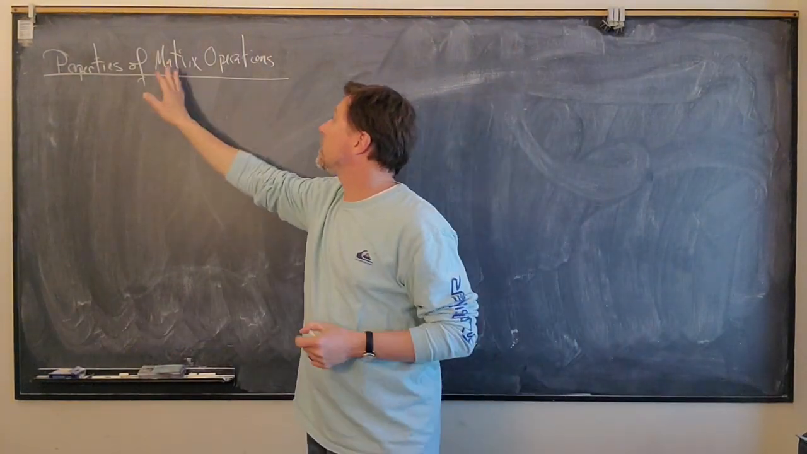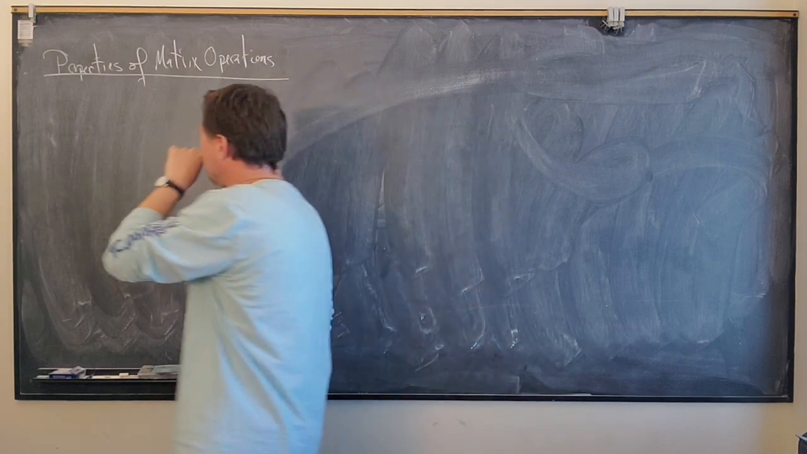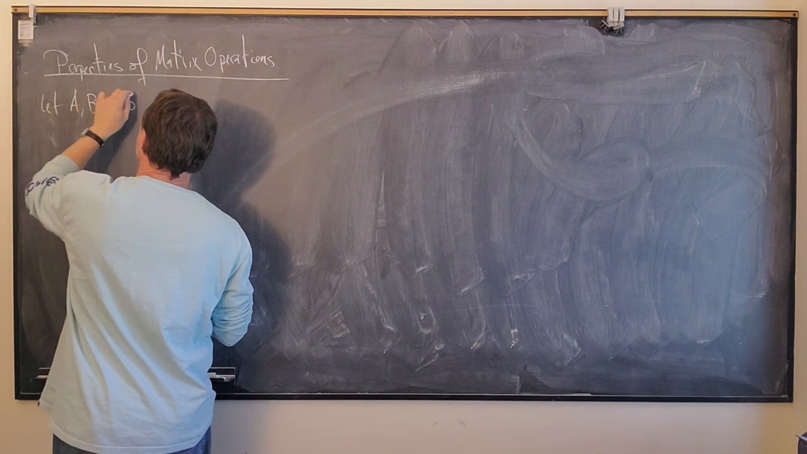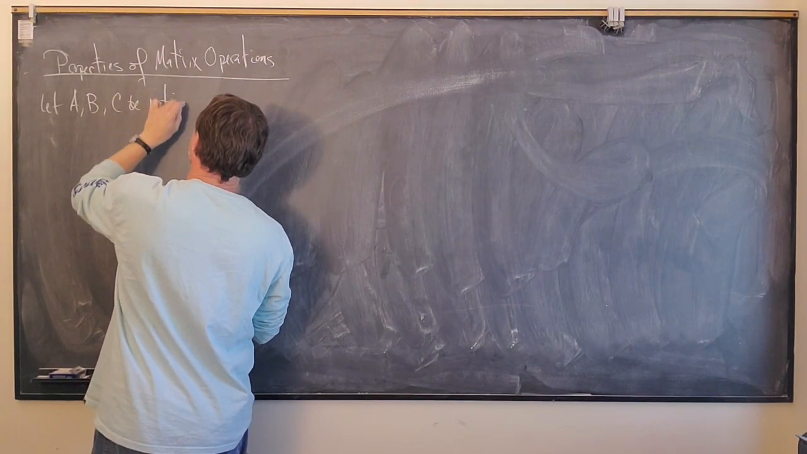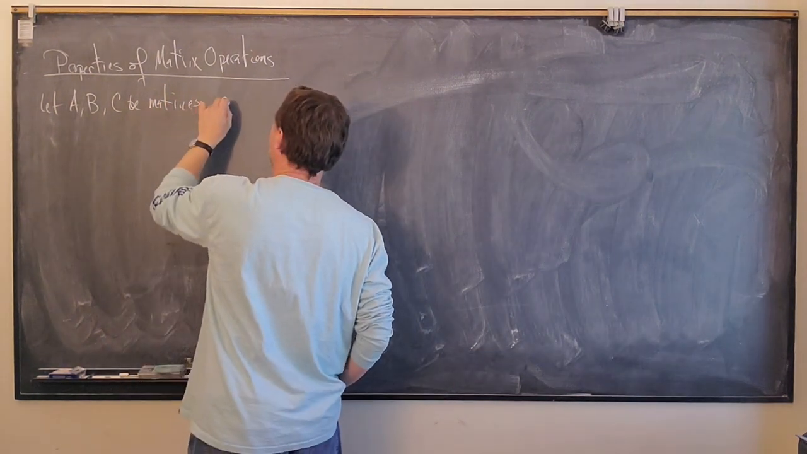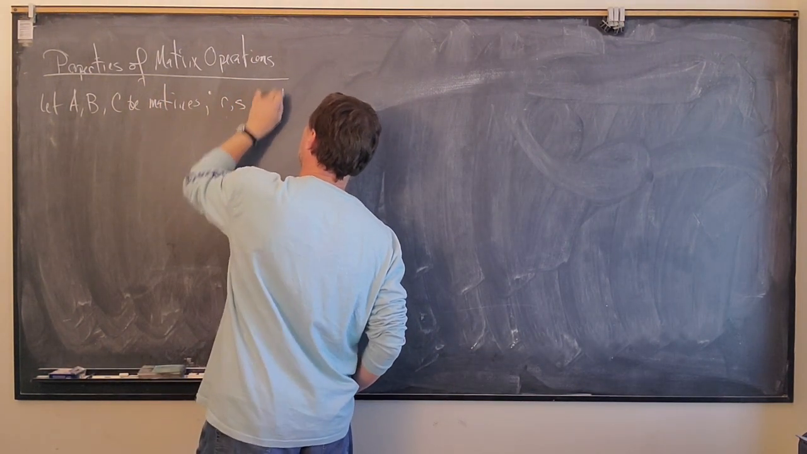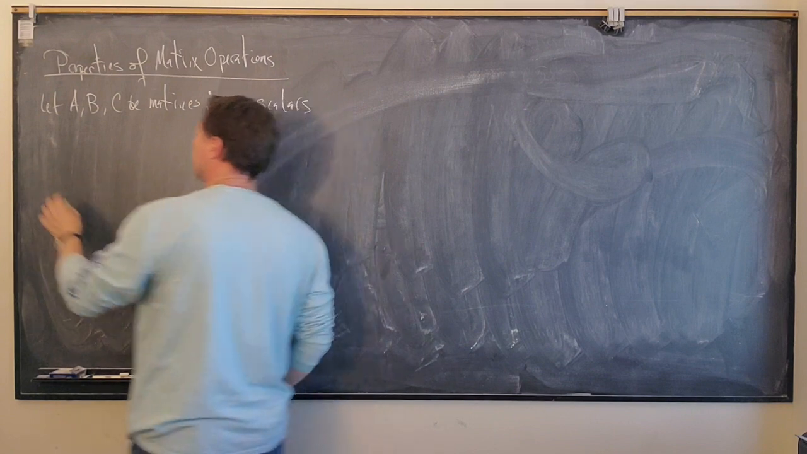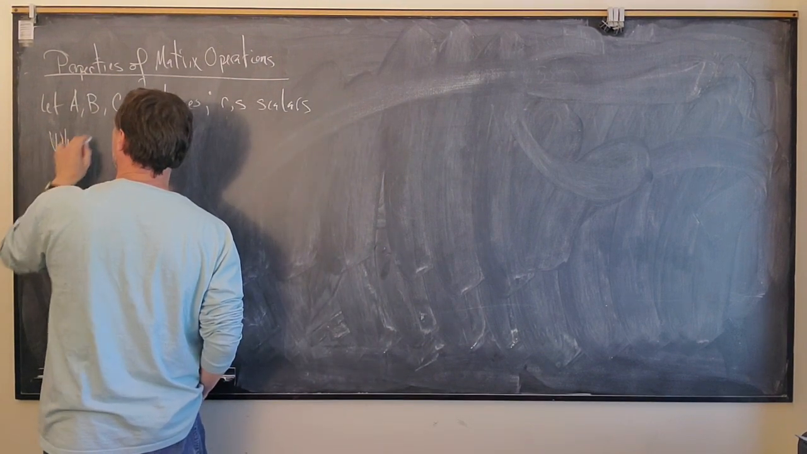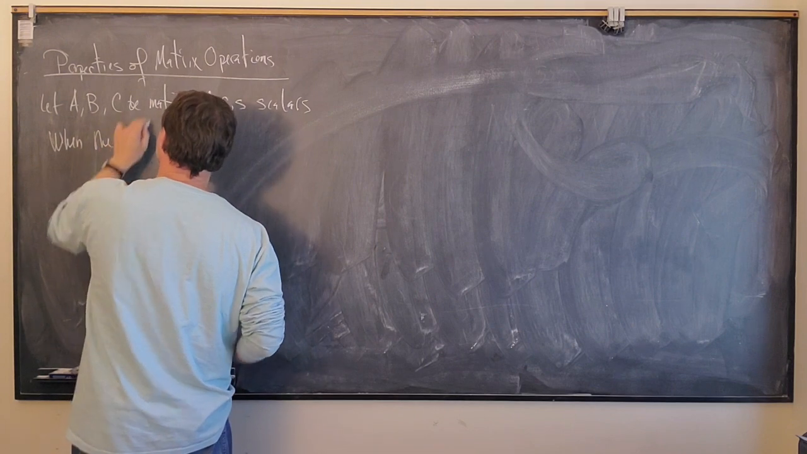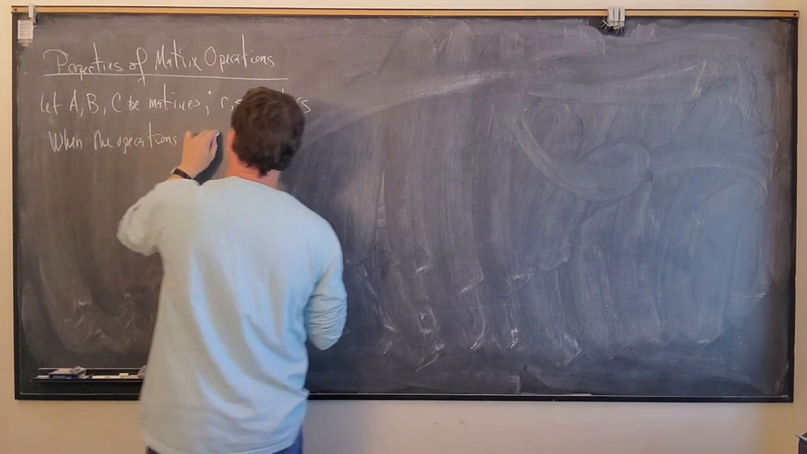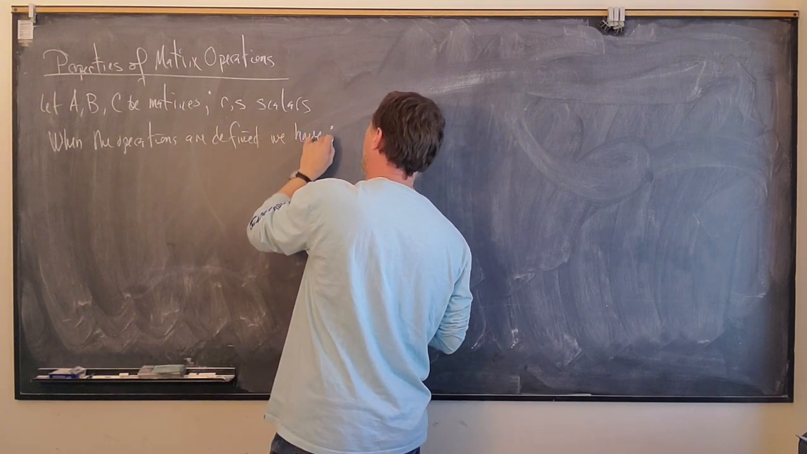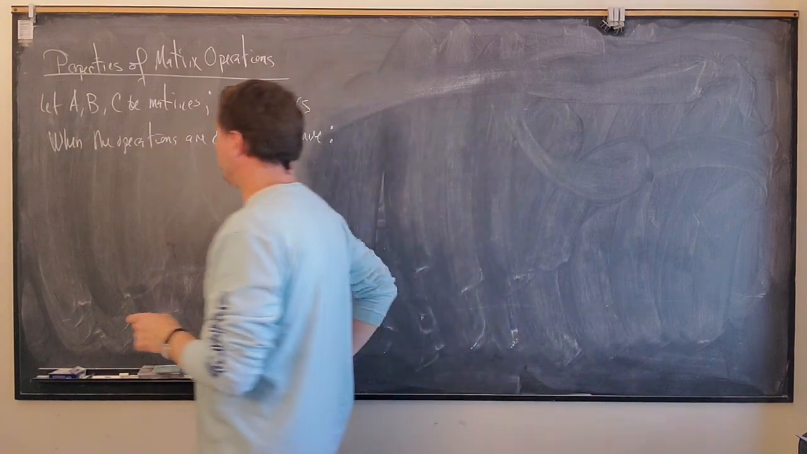Okay, we want to talk about properties of matrix operations. So now I need some matrices, so let A, B, and C be matrices, and R and S scalars, so R and S are real numbers. Whenever these operations are defined, we have the following, and I'll show you what I mean by whenever they're defined.